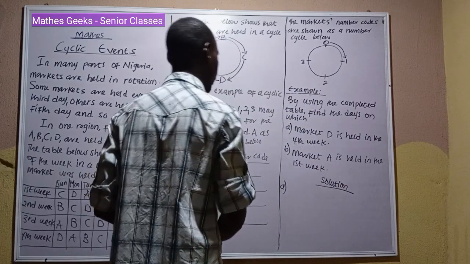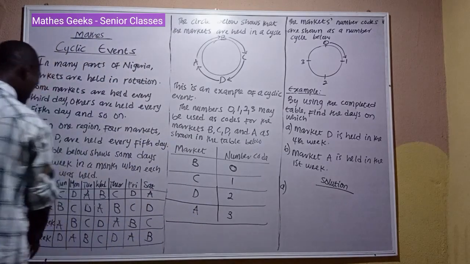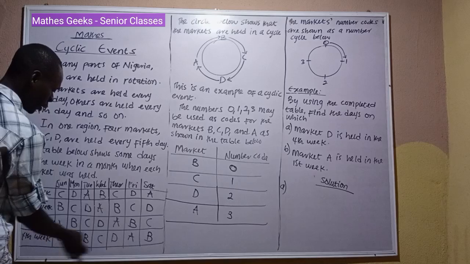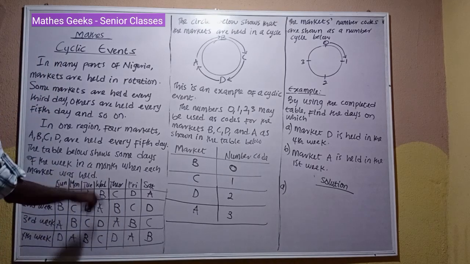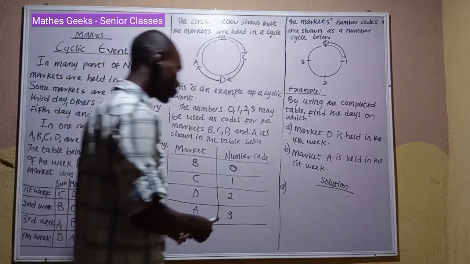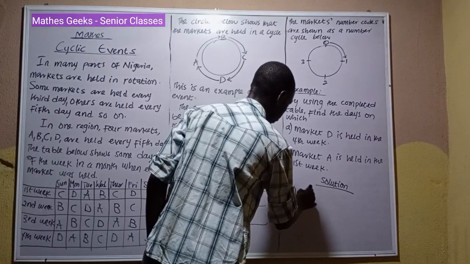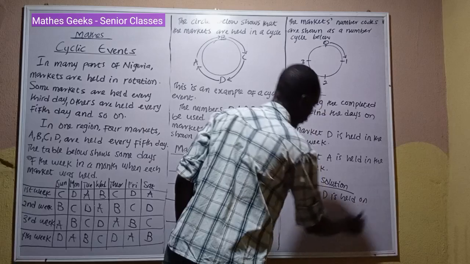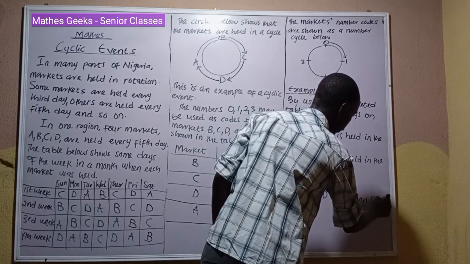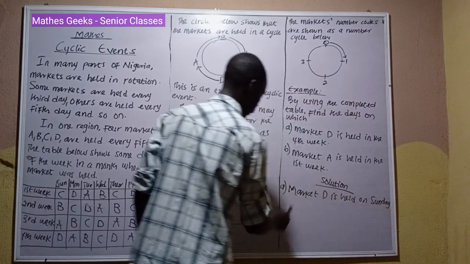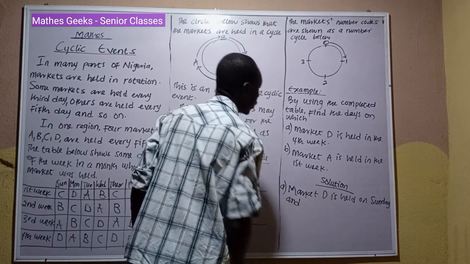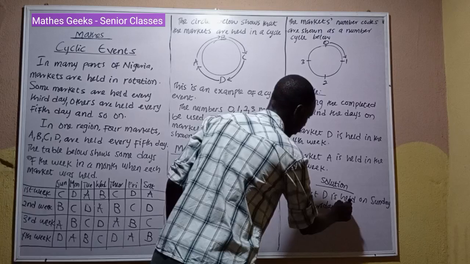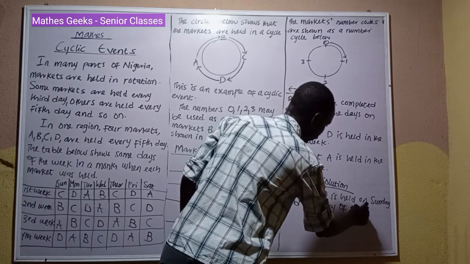Market B is held in the 4th week. So let's go to the 4th week. Market B is held 2 times in the 4th week, so D, which is on Sunday and Thursday. Market B is held on Sunday and Thursday of the 4th week.